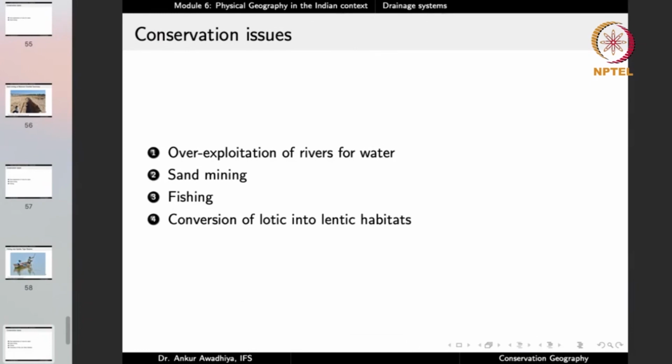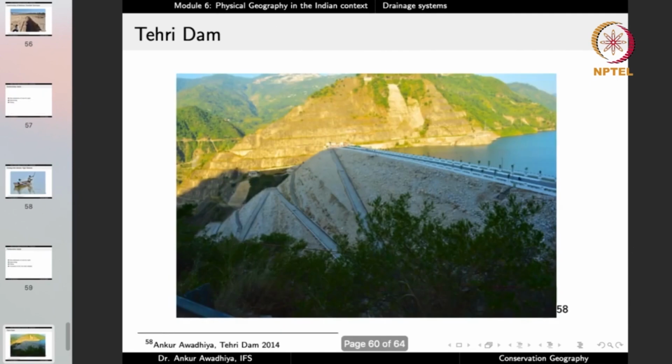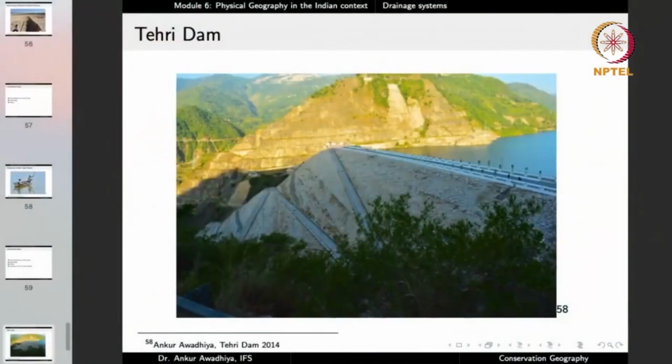Conversion of lotic habitats, which is flowing water, into lentic habitats, which is stagnant water, such as dams. Now, the lotic habitats of rivers provide a habitat for a very different sort of organisms as compared to a lake ecosystem. Now, when we construct a dam, we convert a river into a lake. And so, this is another big conservation issue that we are facing now.